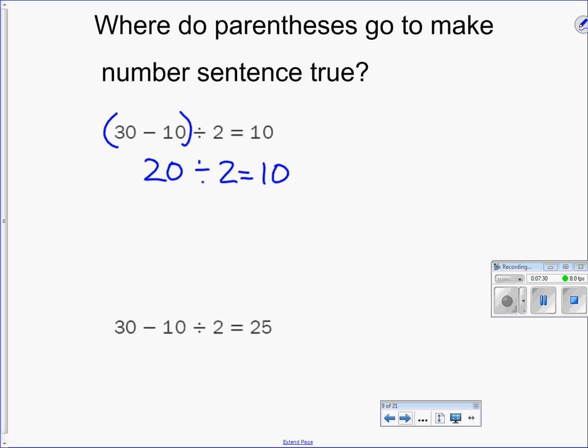Okay, and if I do it down here, 30 minus 10, well, we just kind of did that up there. My parentheses would go around the division problem, 10 divided by 2, because that gives me 5, and then my new equation is 30 minus 5 equals 25. So just like commas, you can see that our equation answer can change if I don't have my parentheses in there.